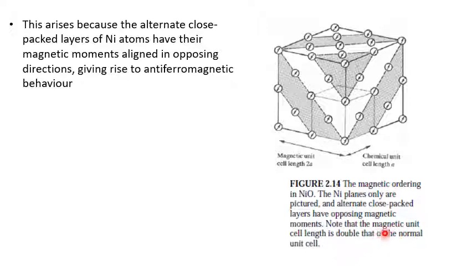So when we calculate from these peaks that are obtained due to magnetic interaction, the unit cell dimensions which are obtained are called the magnetic unit cell dimensions or magnetic unit cell. So from the normal unit cell, the magnetic unit cell dimension will be double.